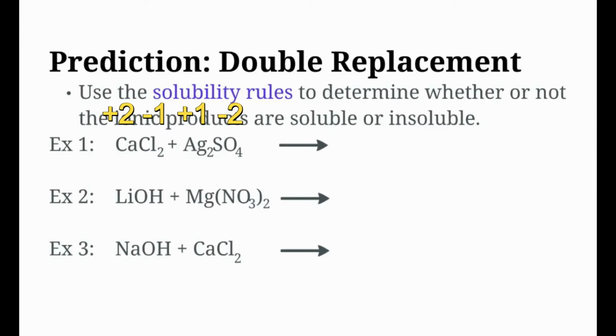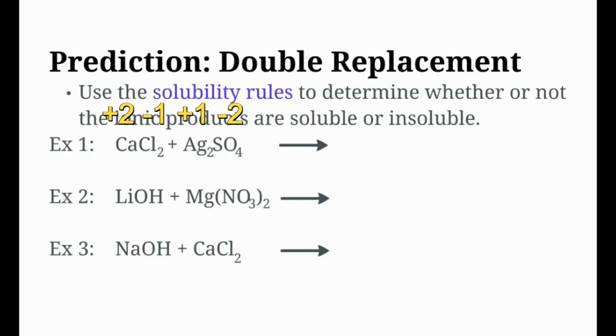So, why can't calcium bond with silver? Because it just can't. It just doesn't happen. Because opposites don't attract. Opposites do attract, but they're not opposite. I see. You said what I was thinking, but backwards.